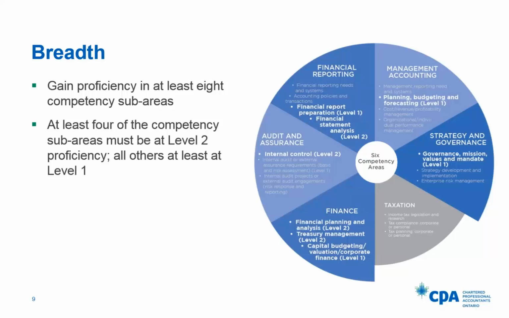So you can see that we got the last level 2 in audit and assurance under internal control, and the other level 1 under strategy and governance. So in totality, you're meeting breadth now because you're able to get coverage for all of those sub-competencies at the right amount of level 2s and the right amount of level 1s.